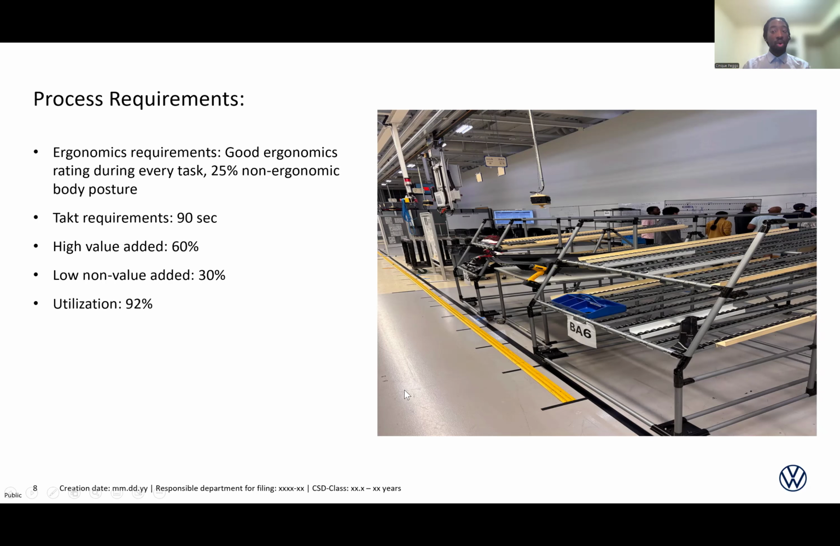And then you see pictured is the two parts racks and the one table and our pitch. So the requirements for this process, I'm sorry, is we want to have good ergonomics, want to make sure the worker is comfortable. We also have a takt requirement of 90 seconds. Value added, we want that to be 60%, non-value added 30%, and utilization, we want that to be at 92%.